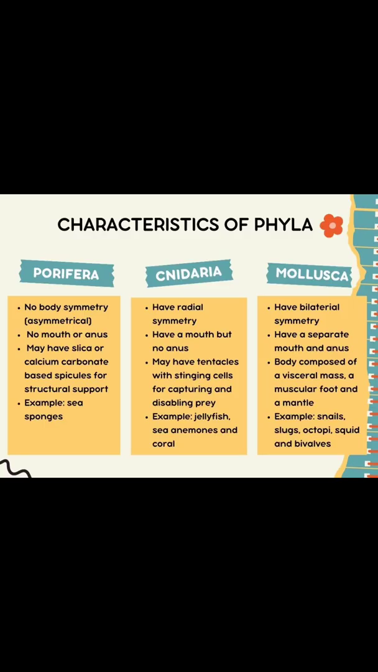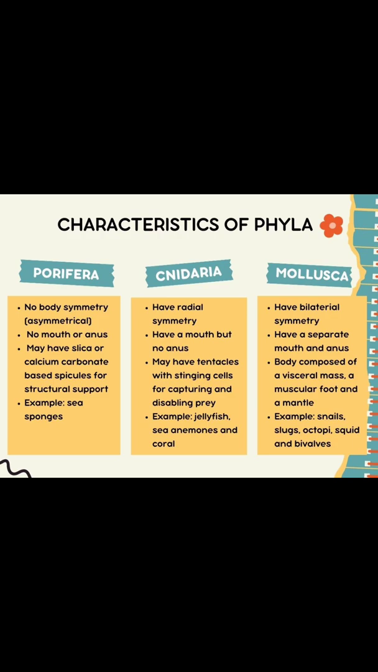So, let's know the characteristics of each phyla. First, phylum Porifera. Phylum Porifera has no body symmetry, also known as asymmetrical. Besides, this phylum has no mouth or anus and may have silica or calcium carbonate based spicules for structural support, like sea sponges.